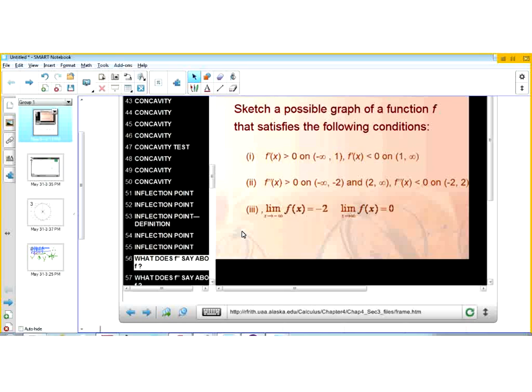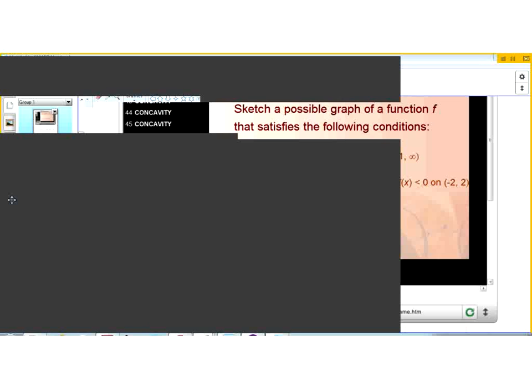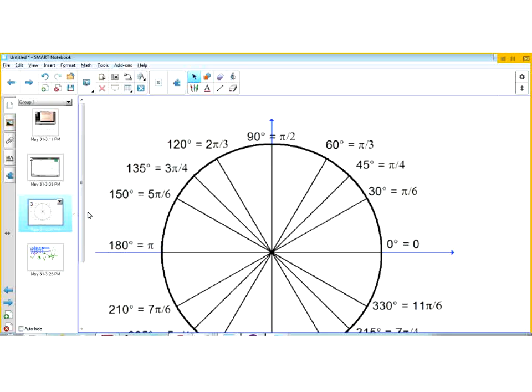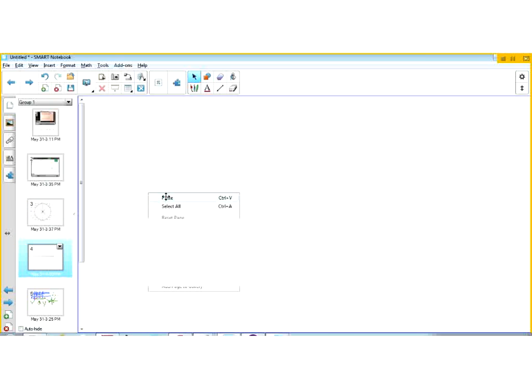Oh, here's an interesting question. Sketch a possible graph of a function f that satisfies the following conditions. All right, so let's give this a go. What I'll do is do it on a different slide. Let me copy and paste that. So we want to sketch the graph of this function. Let me insert another slide.